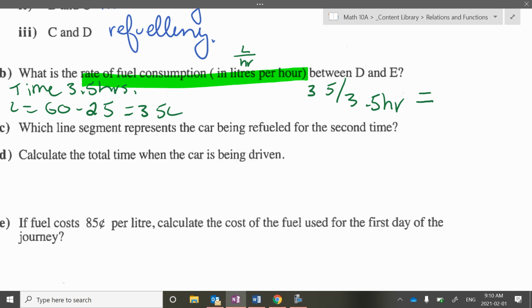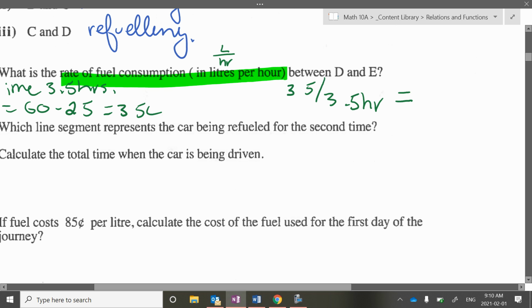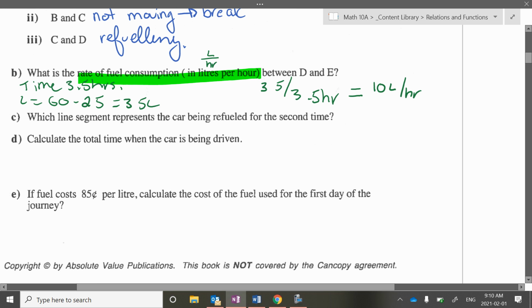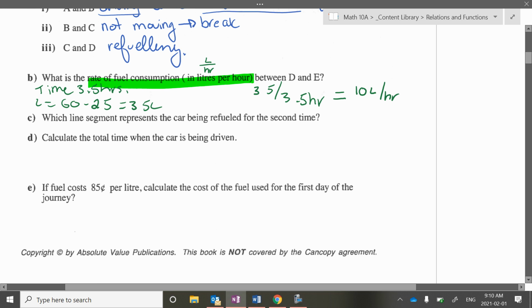What'd you get, Ellie? Good, 10. Same numbers, guys. So we get 10 liters per hour. Which line segment represents the car being refueled for the second time?